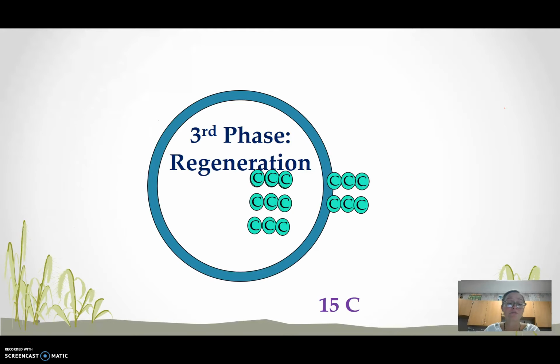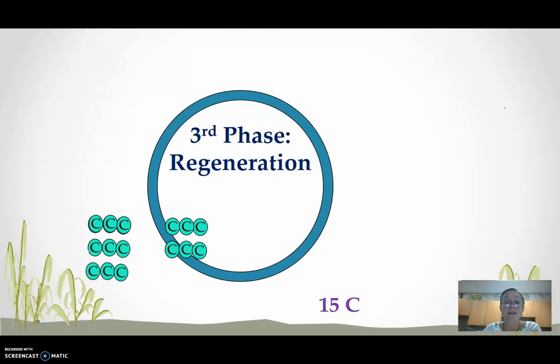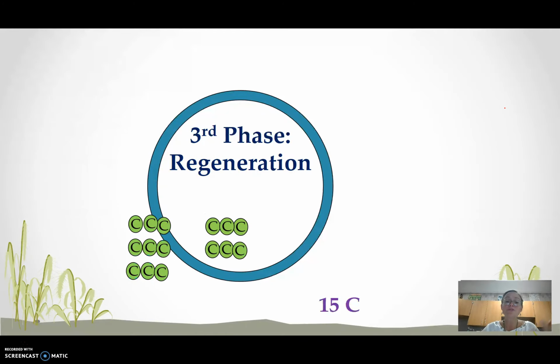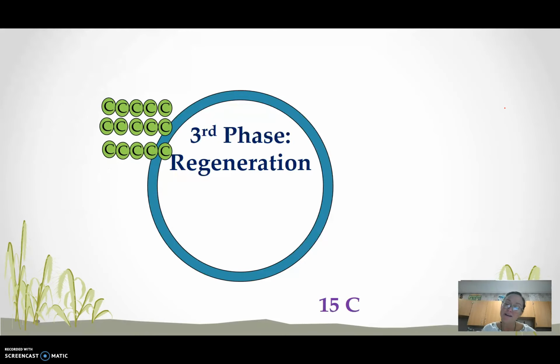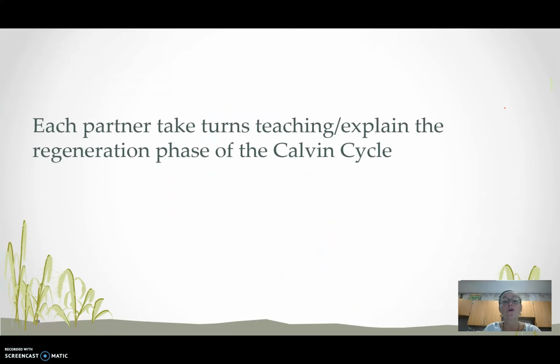All right, so now for the regeneration phase. Here we have 15 carbons like we started with, and in this we're going to invest some ATP. And ATP will be used to reorganize and rearrange those carbons back into the 3 molecules of RuBP that the Calvin cycle started with initially. And so in the regeneration phase, it's taking those 15 remaining carbons, investing ATP to reorganize them back into RuBP, where now we can do carbon fixation all over again.